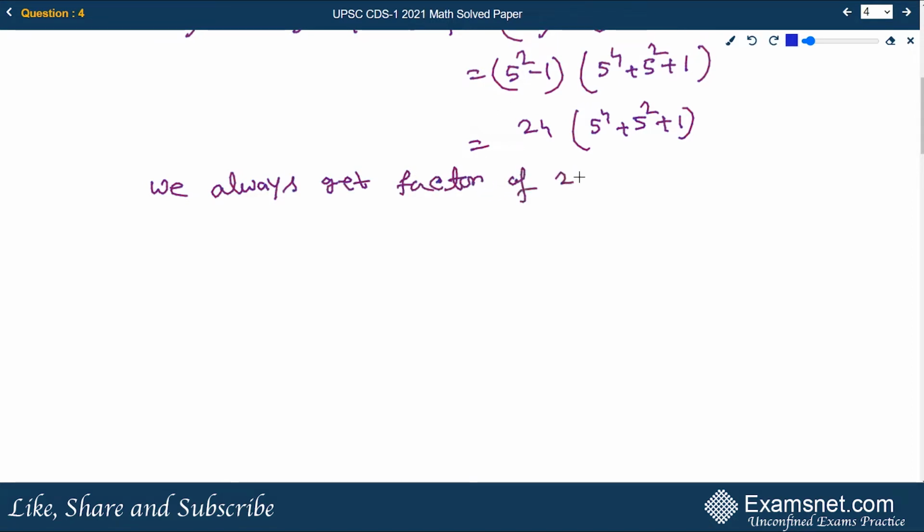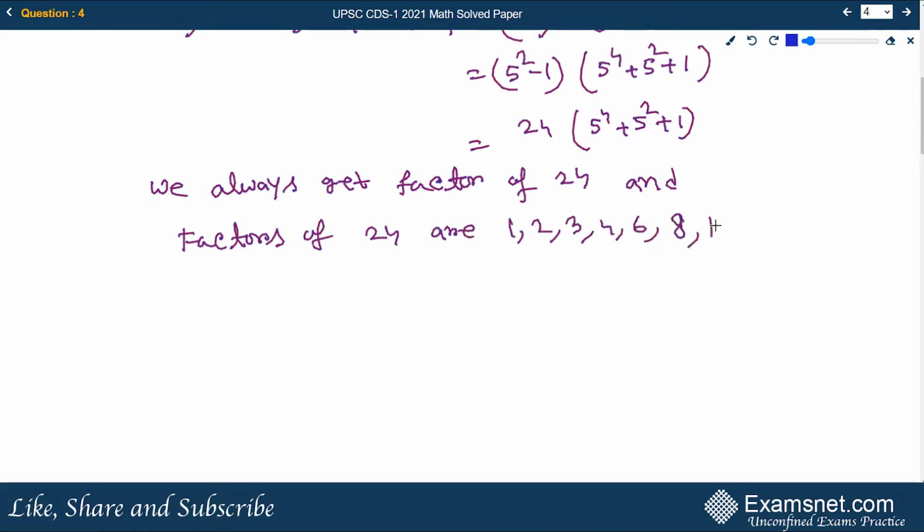We know what the factors of 24 are. So the factors of 24 are 1, 2, 3, 4, 6, 8, 12 and 24 itself. If we get that a number is divisible by 24, that means that number is divisible by the factors of 24 also. So how many natural numbers?